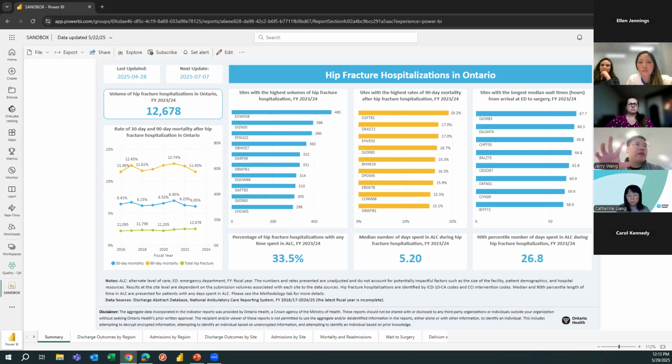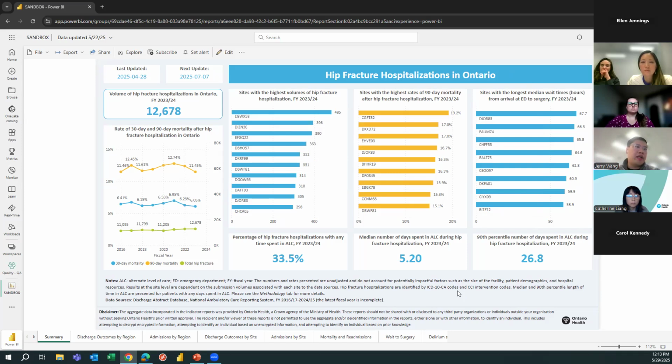In the middle, we have a list of the top 10 sites with the greatest volume of hip fracture in Ontario. Again, the names and the data are dummy data, so it's covered for privacy reasons. But in the real hip fracture eReport, it'll state the names of all the sites, for volume on the left side, the 90-day mortality in the middle, and longest median wait times, the top 10 sites as well in Ontario.